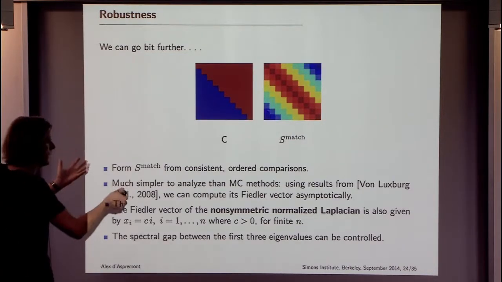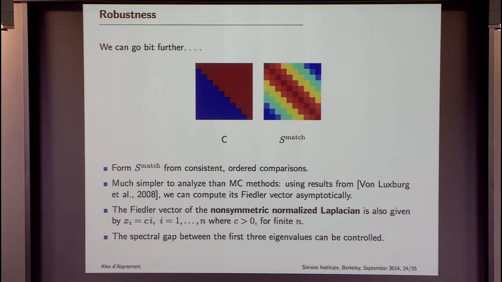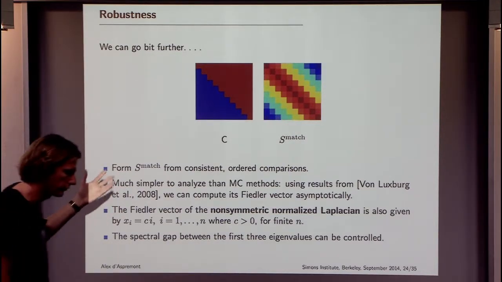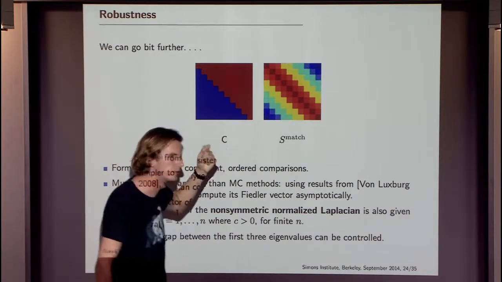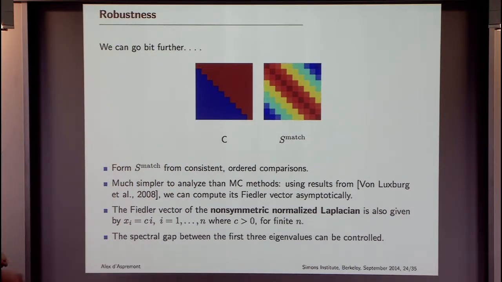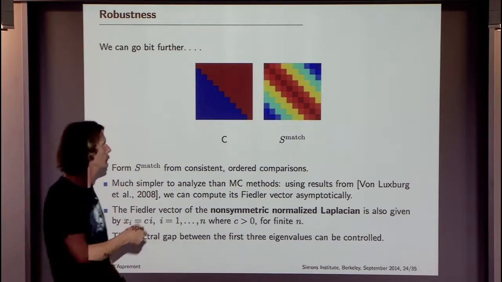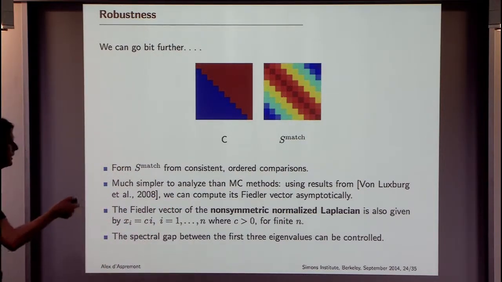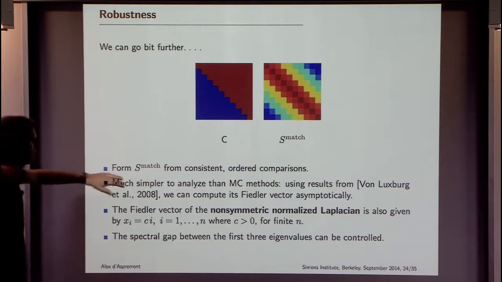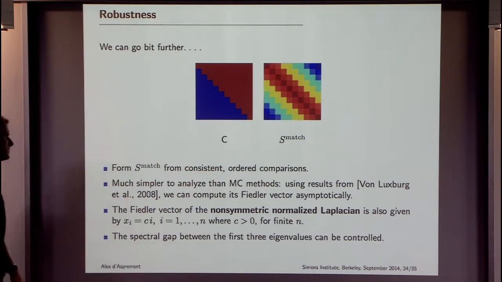So here, the good news about this method, compared for example to other spectral methods where you have this Markov chain matrix, is that the matrix whose spectrum you're computing is extremely simple. It's Toeplitz, linear decrease, and so on. And so you know pretty much everything you need to know about its spectrum. And it's much easier to analyze than other Markov chain-based methods. Okay, so in particular, we can compute its Fiedler vector asymptotically.